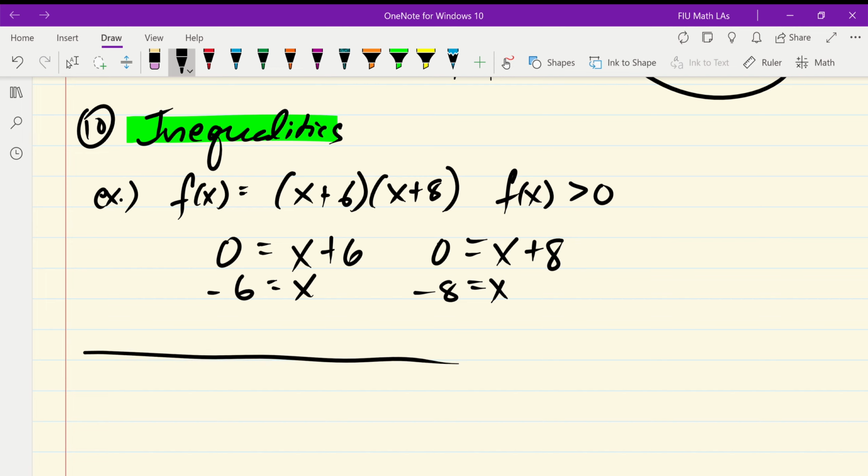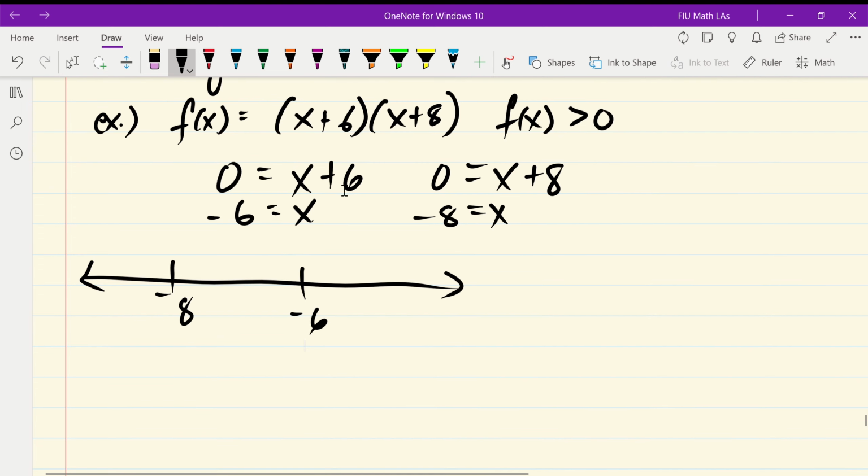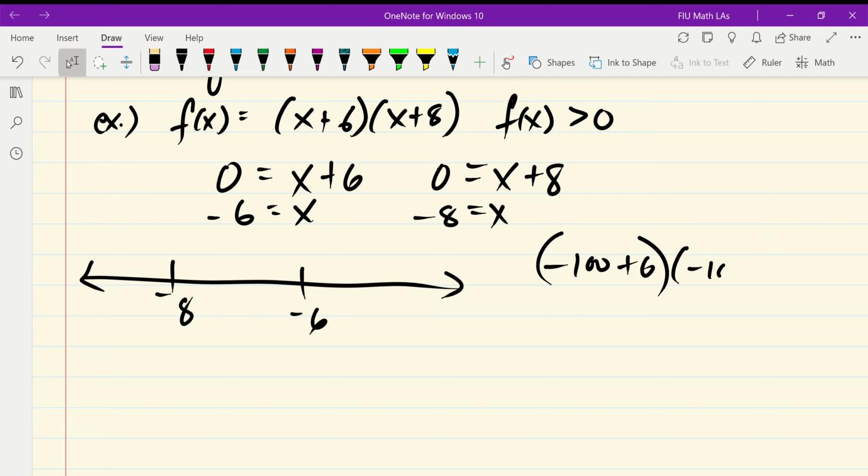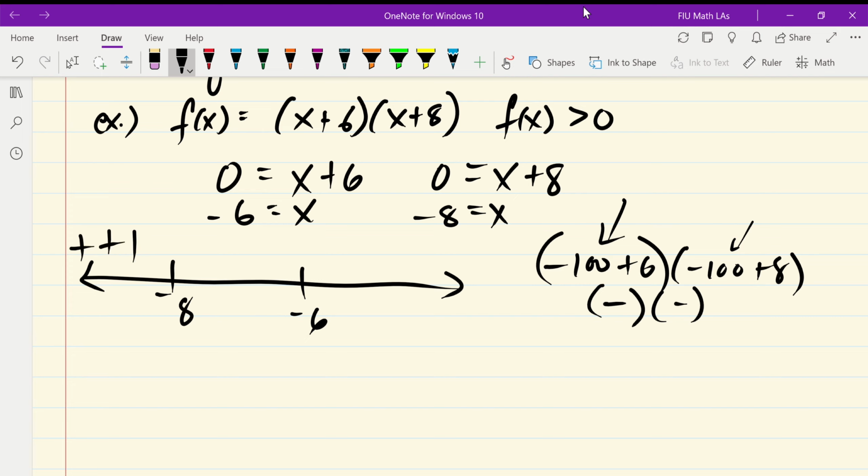I'm going to go ahead and draw a nice little number line now. I'm going to take negative 8 here, and negative 6 here. And if I took some test values, let's take something to the left of negative 8, maybe negative 100. So if I take negative 100 plus 6, and multiply this by negative 100 plus 8, I know that this is going to be a negative value here, and this is going to be a negative value here. Like, this is obviously going to be negative 94 for this, and then negative 92 for this. So a negative and a negative gives me positives here.